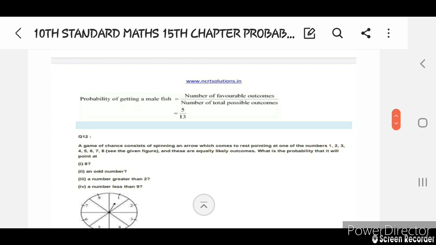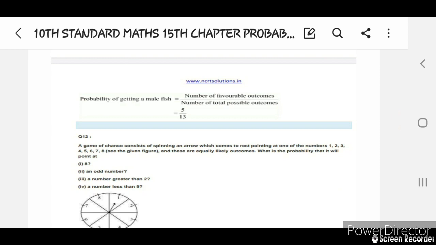Simple. Easy. It is easy, but you have to think a little bit. You have to understand the question. They have asked what is the probability of getting a male fish. The number of favorable outcomes they want is 5, the male fish. How many male fish are there in that aquarium? 5. Simple. 5 by the total number of fish in that aquarium, which is 13.